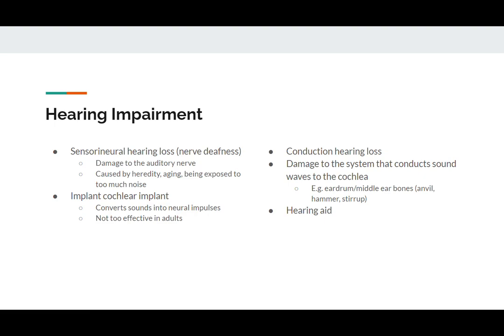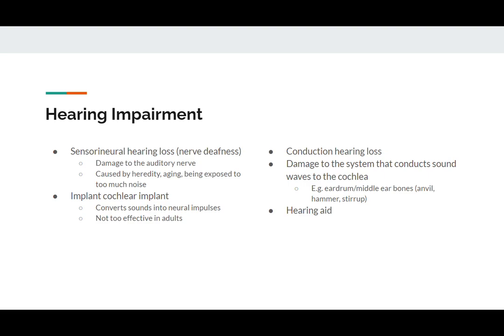If someone had nerve deafness, they could have a cochlear implant inserted. This device converts sound into neural impulses, just like the cochlea would if it functioned properly. This is the only way of restoring the sense of hearing, but it is not very effective in adults.